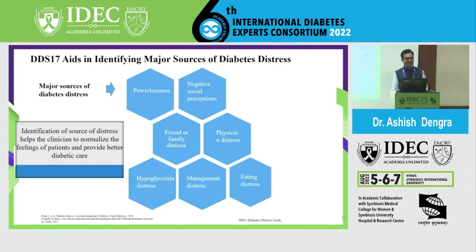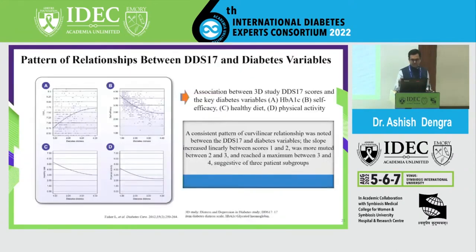So the 17 DDS score aids in identifying major sources of diabetes distress, that is powerlessness, negative social perceptions, friend or family distress, physician distress, hypoglycemia distress, management distress, and eating distress. So these are the various features which we should rule out, and these are the areas where we should screen the patient.